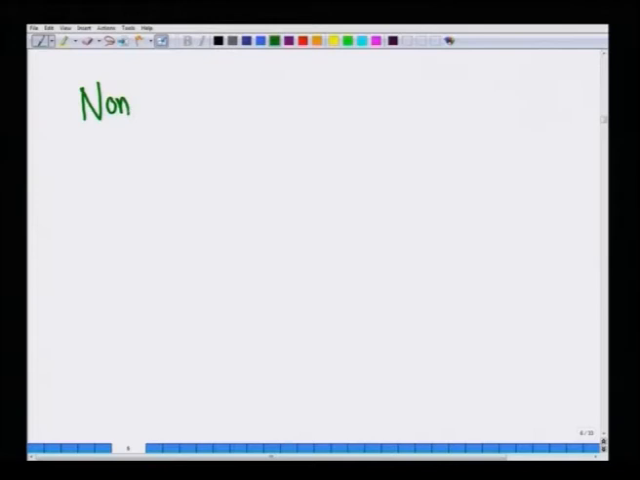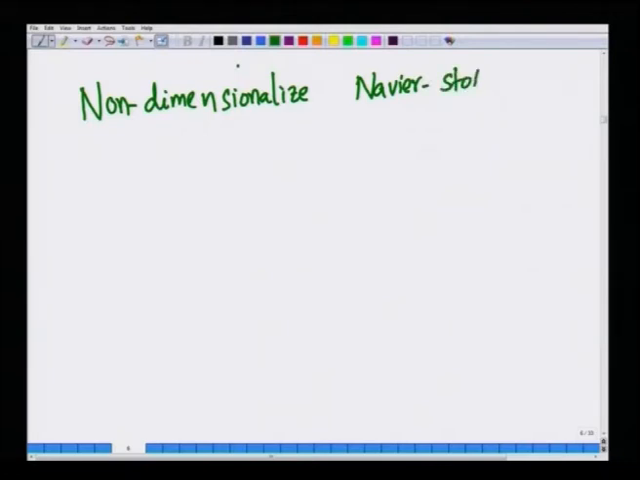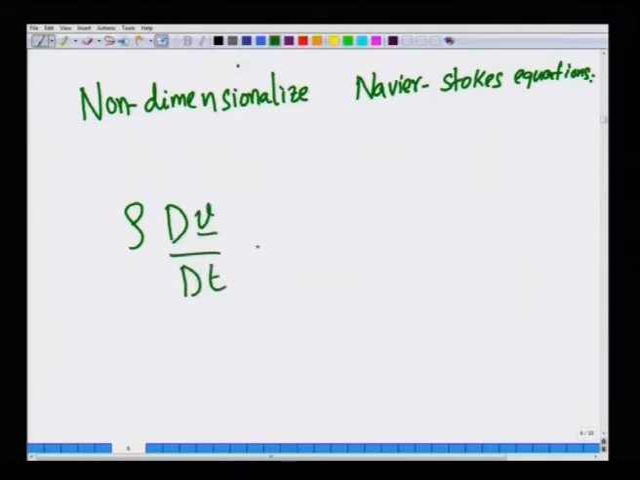Okay? So, we want to now non-dimensionalize the Navier-Stokes equations. Okay. The Navier-Stokes equations are simply written as rho times the substantial derivative of velocity is minus the gradient of pressure plus rho g plus mu del squared v. Okay. Now, all these parameters have dimensions.